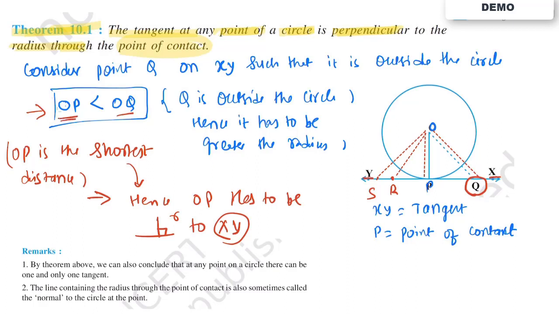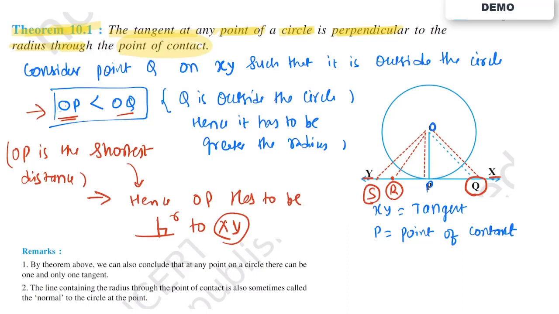And why is it so? Because Q is outside the circle, it has to be greater than the radius. If it is inside the circle, then the distance would be less than the radius. But as it is outside the circle, the radius is less than the OQ distance. So OP is less than OQ distance. Then we have taken point R, point S, and you have seen that these distances are also greater than OP. Hence OP is the shortest distance. And now since OP is the shortest distance, OP has to be perpendicular to the XY. So this was all about your theorem 10.1.